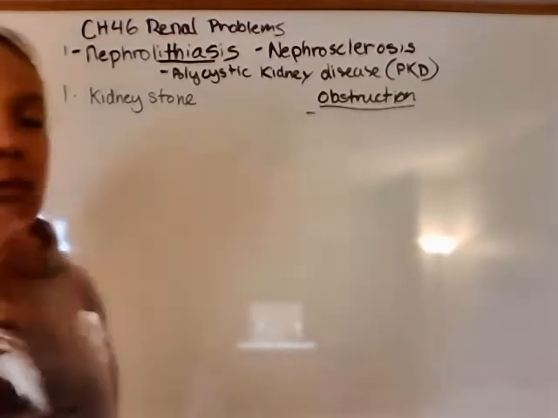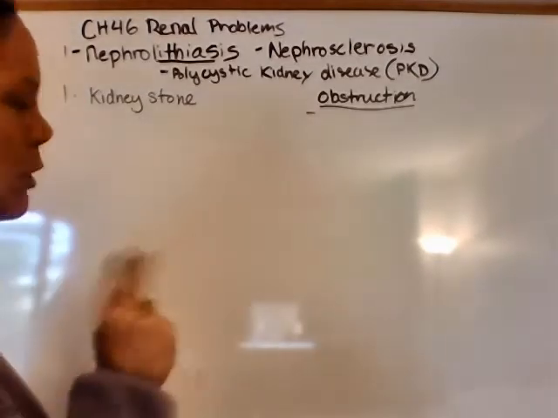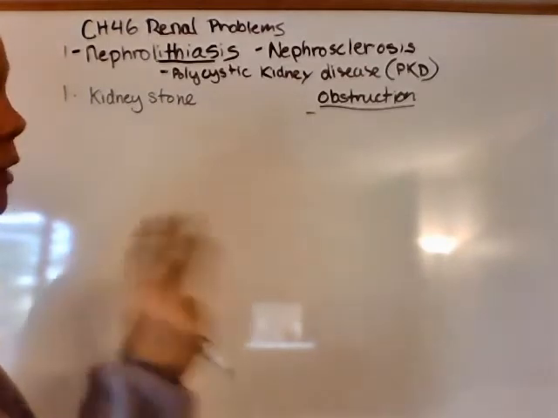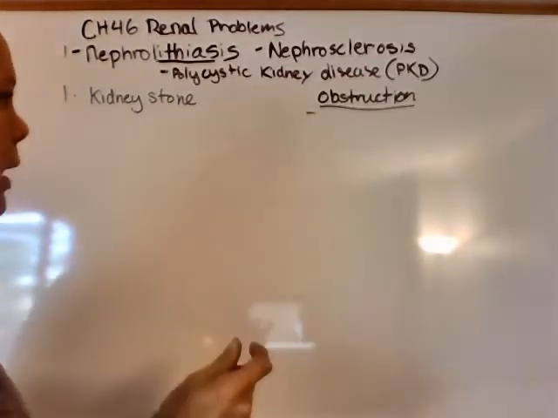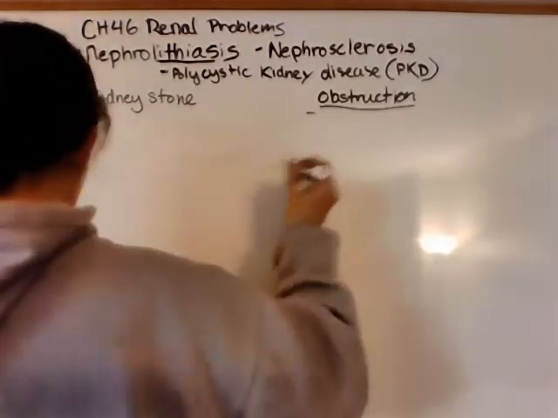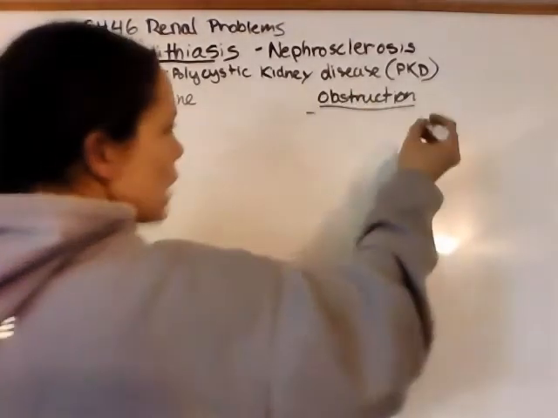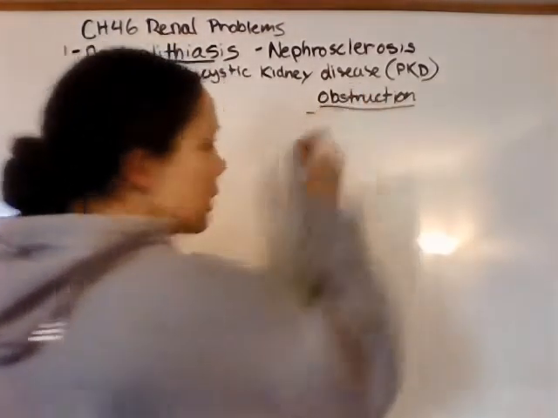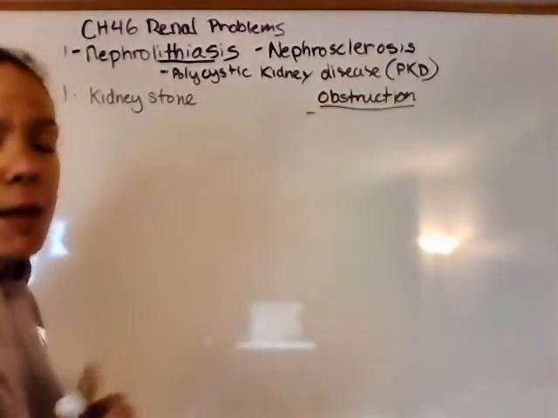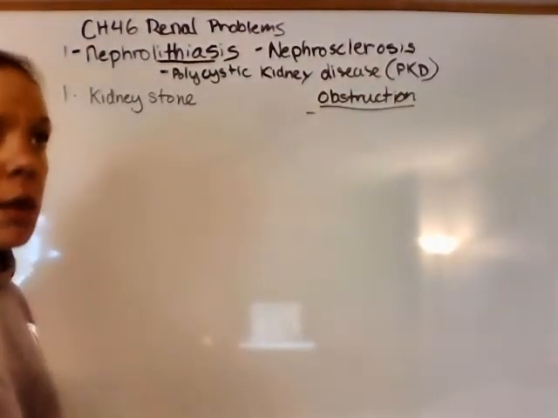So some things we can just pass. Other things, as far as kidney stones go, the larger they are, of course, the more impassable they are. But we'll go through that. So obstruction. Obstruction in some type of our renal system is going to cause a backflow of urine. Now, how bad that obstruction is will determine how bad your backflow is.